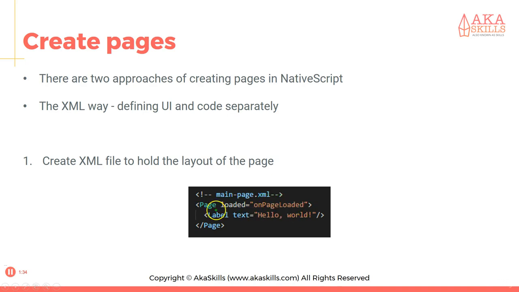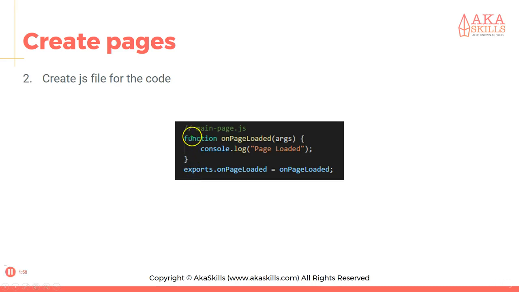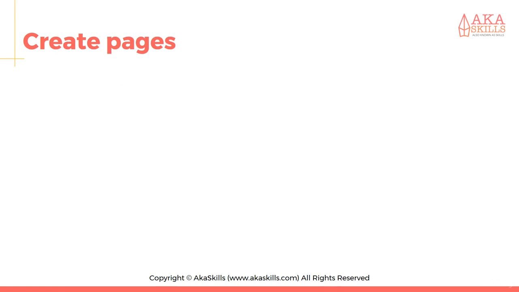We're going to refer to onPageLoaded. Inside it, I have a label with text hello world. Then I create a JS file for the code. So I'm having main-page.js and I'm defining the function onPageLoaded receiving some arguments. So when it's loaded, I'm going to print on my console "page loaded", and I'm going to export this function so I can access it from XML. The two file names, .js and .xml, must match, so both of them should be main-page.js and main-page.xml.